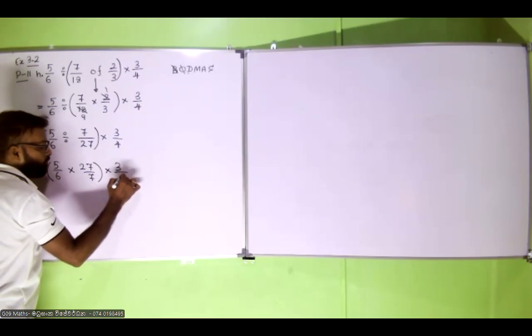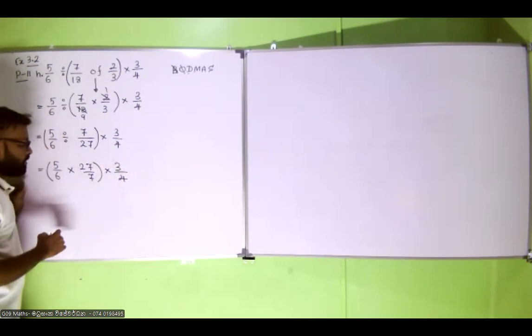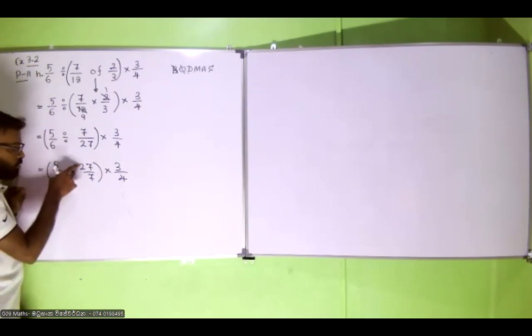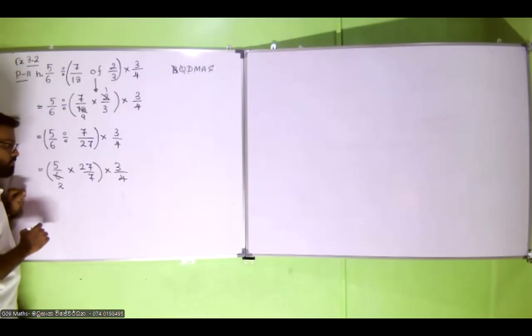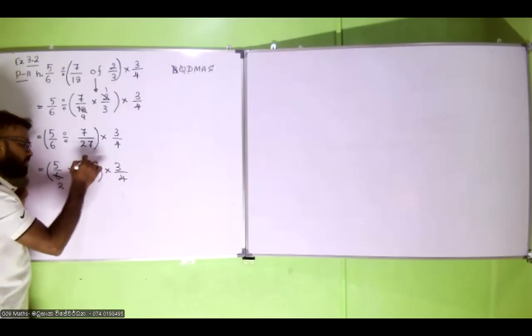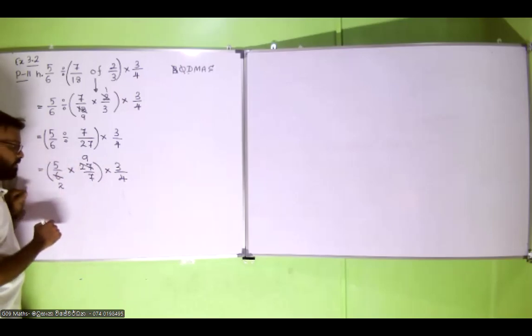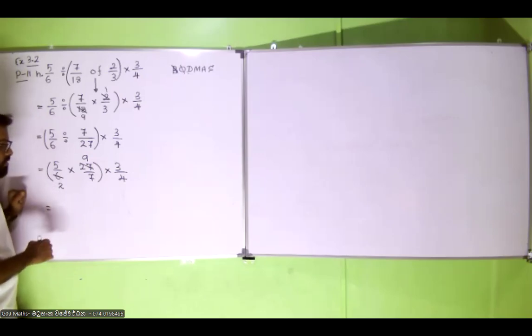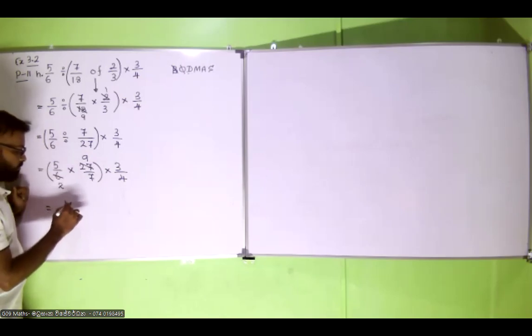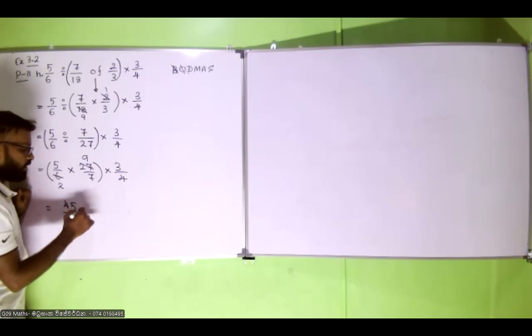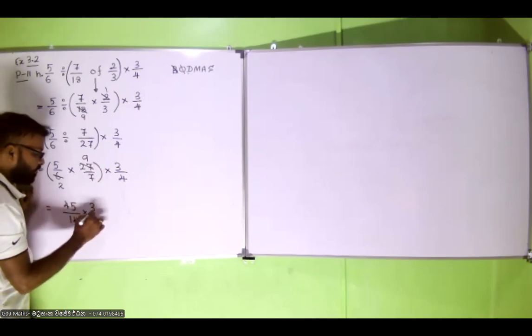Multiply by 3 upon 4. Here you have 6, here you have 27. 3 times 2, 6. 3 times 9, 27. So you can simplify before multiplying the numerators and denominators separately. Now what are you going to do? 5 times 9, 45. 2 times 7, 14. Okay, now this is a single fraction, no need to put a bracket. Multiply 3 upon 4.